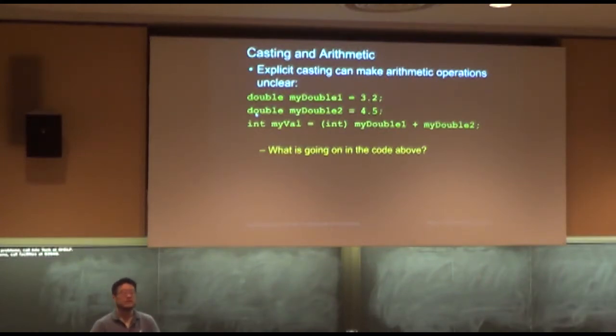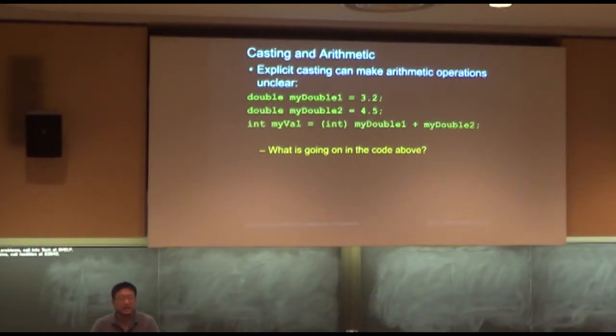Does anybody want to tell me what's going to happen? Yes. Your name? Jason. Jason. You're going to record myDouble1 as an integer, and then it's going to be weird because the plus myDouble2 doesn't make sense. You're almost there. You're almost there.